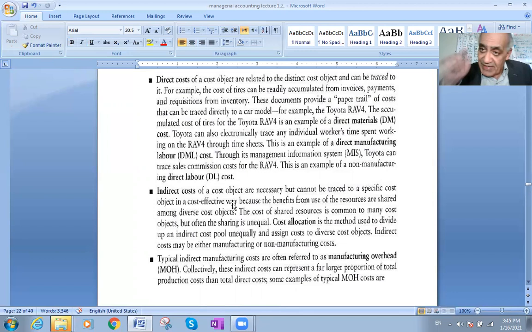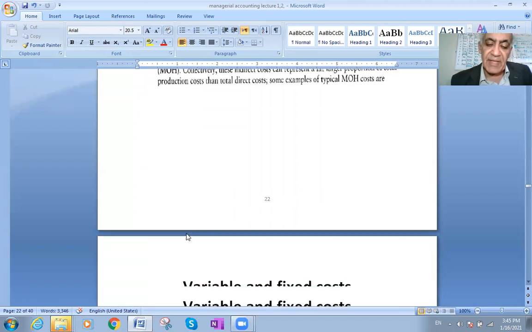The indirect costs of a cost object are necessary but cannot be traced. You cannot put it to a specific cost. It's called indirect, but you have to distribute it over all the units produced. You cannot relate it directly to one product, but you will say, I produced 100,000 units, so I will spread the indirect cost upon all of them, because the benefit from the resources used is shared among diverse cost objects. The cost of shared resources is common to many cost objects, but often the sharing is unequal. For that reason, we do cost allocation, to divide up an indirect cost pool unequally and assign costs to diverse cost objects. So this is the direct and the indirect cost.